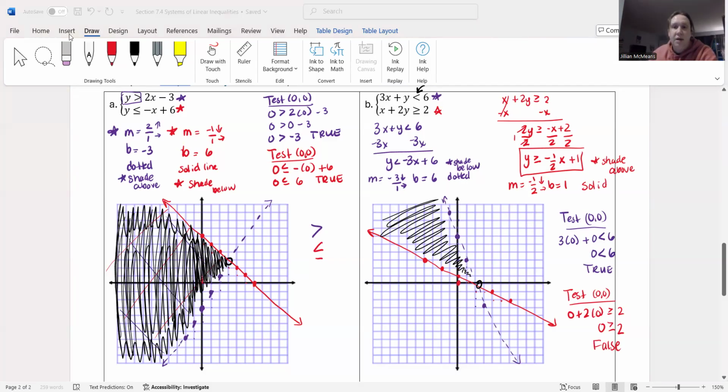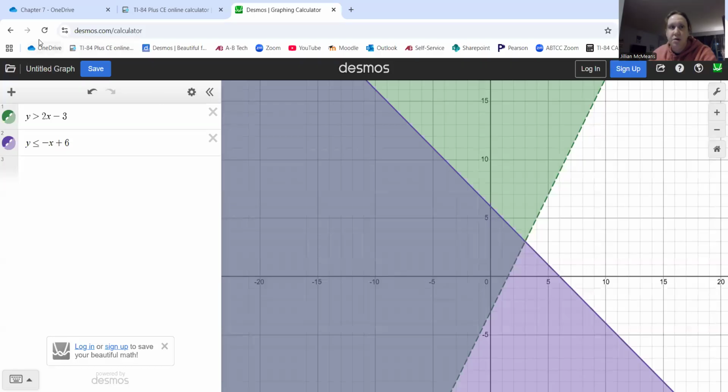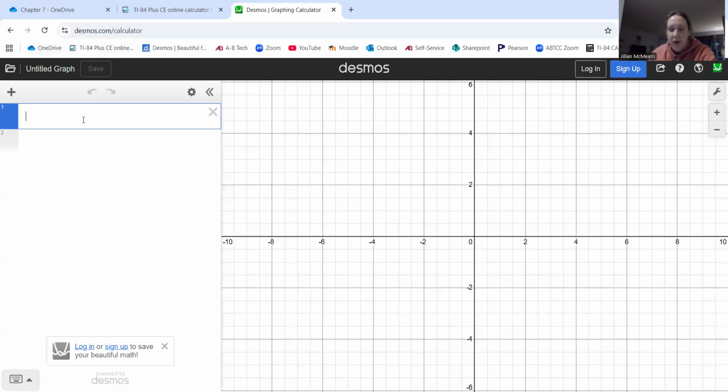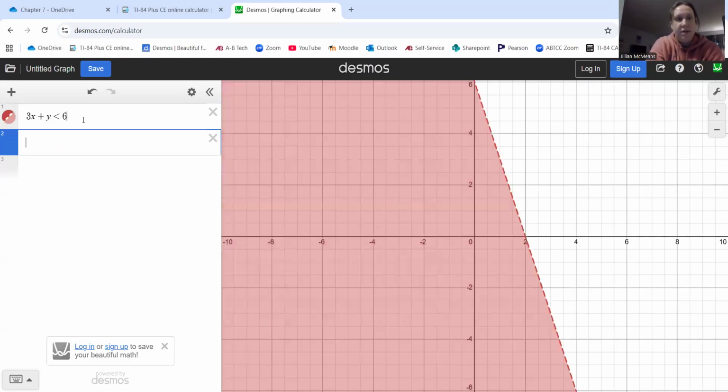You can either clear out the old equations, the old lines, or you can just refresh your screen and it'll reload Desmos completely. Okay, so for part B, we had 3x plus y is less than 6. Okay, so that's our first inequality. You can see we had a negative slope. We used a dotted line, we shaded below.